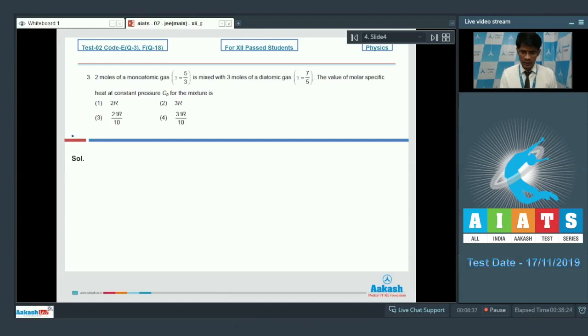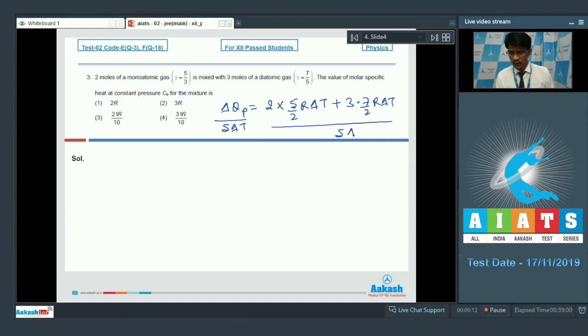I'm just taking this straight away from its definition. If delta Q is the heat supplied at constant pressure, it must be taken as N1 Cp1 into delta T, N1 being 2, Cp1 for monatomic gas will be 5 by 2 R into delta T, and here N2 is 3, Cp2 is 7 by 2 R delta T. This is the total heat supplied. So specific heat capacity is this divided by the total number of moles, this time 2 plus 3, 5 delta T.